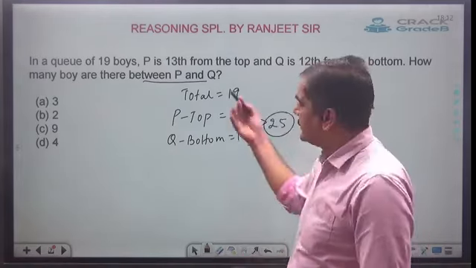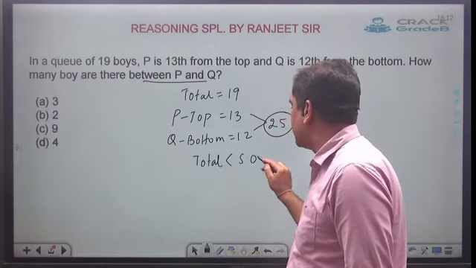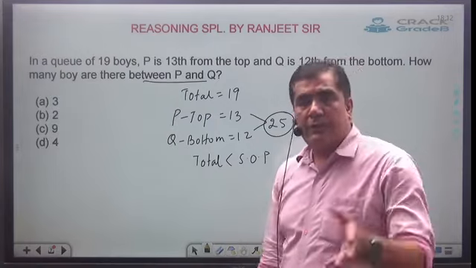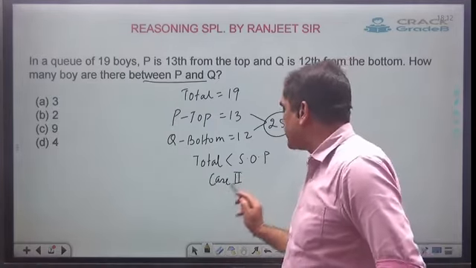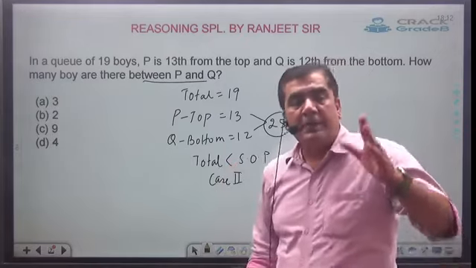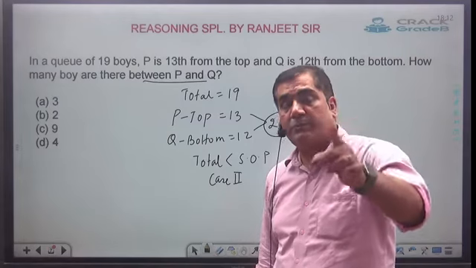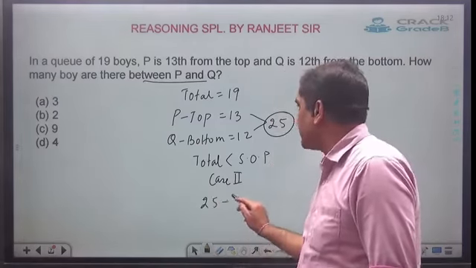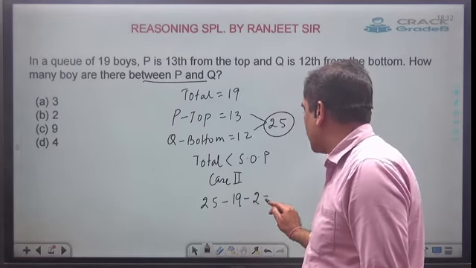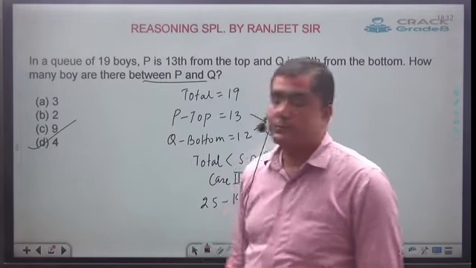Comes out to be how much? 25. Now here straight away I can see total is less than sum of positions. So whenever total is less than sum of the positions, it will be case number 2. And case number 2, how to find in between? Subtract smallest from highest number, but subtract 2 also. So here I will say it will be 25 minus 19 minus 2 comes out to be how much? 4. So answer is 4.